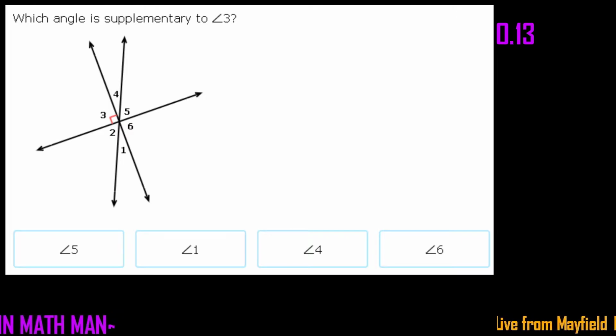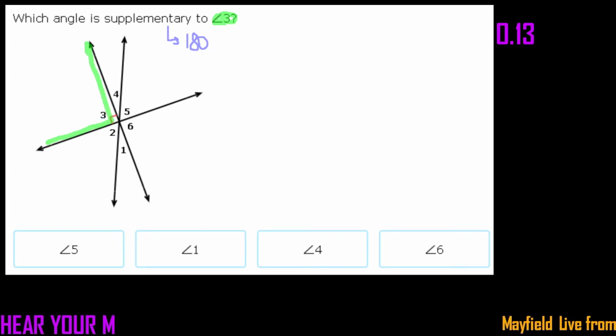When it asks which angle is supplementary, what does that mean? Well, they add up to 180. So we're looking for two angles that add up to 180, and it gives you the first angle. So if you have angle 3, what is going to be the supplementary angle? If this is angle 3 right here, we already know it's 90 degrees. So I'm going to mark that this is already 90 degrees, so we need something else that is 90 degrees. Well, we also know that we have vertical angles, so we can say this angle 6 and angle 3 are going to be the same.